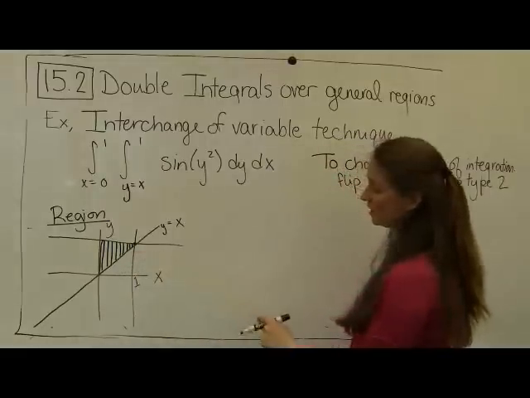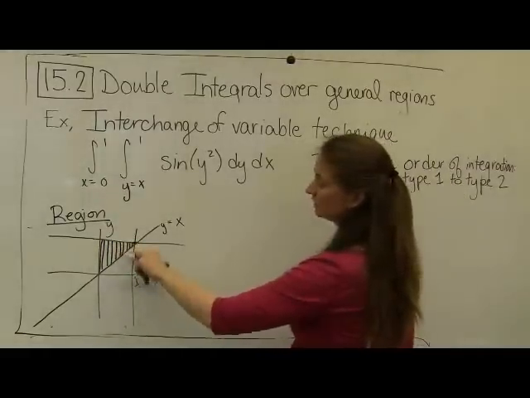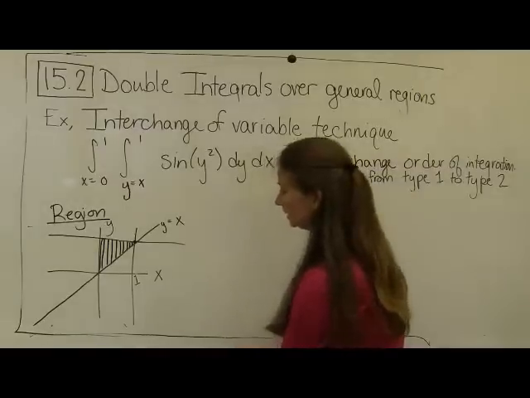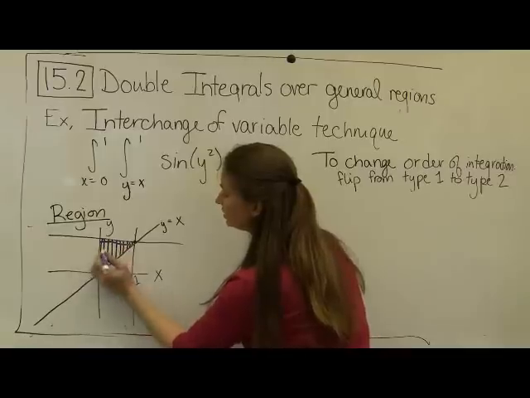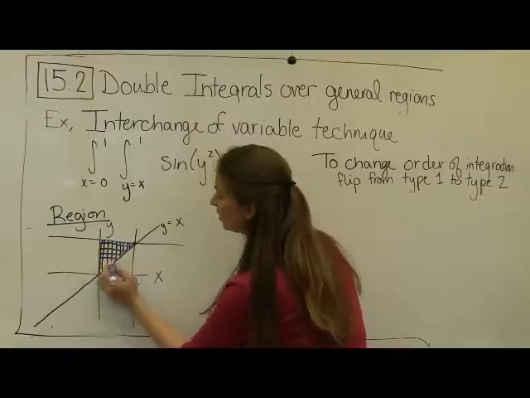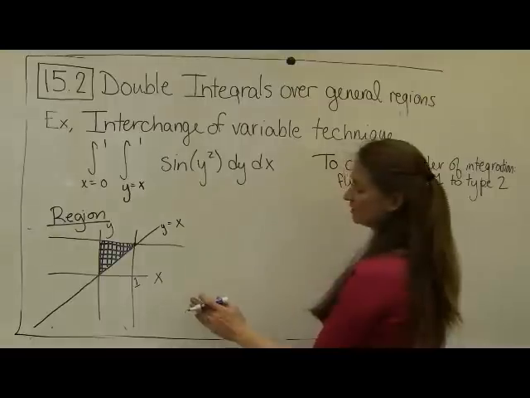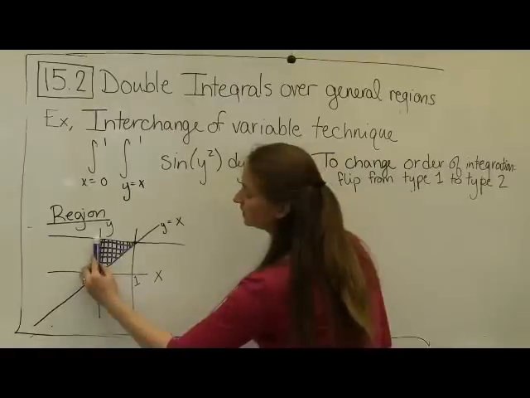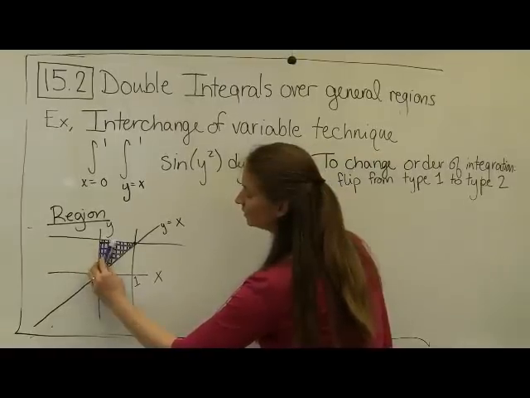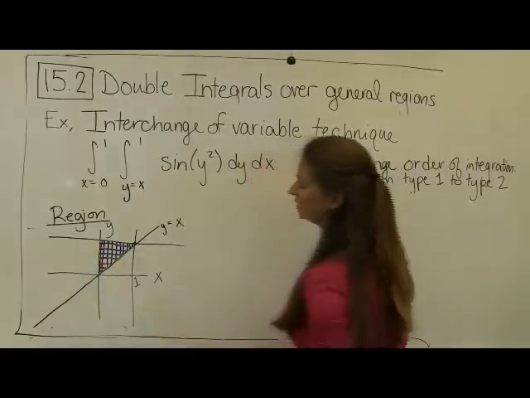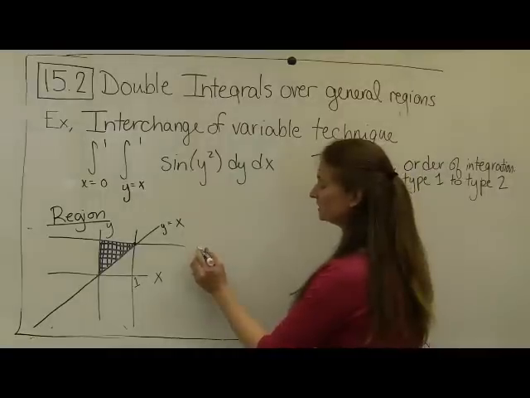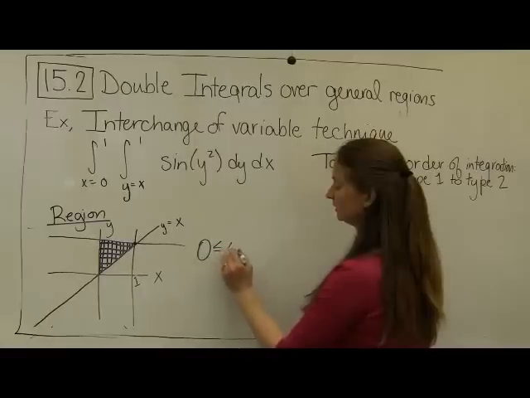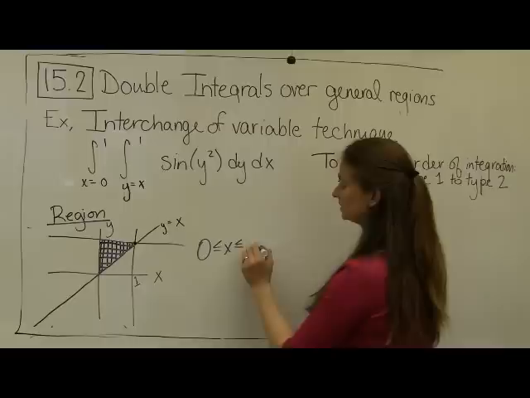So let's go ahead and describe this region. Instead of as a type 1 region, we're going to describe it as a type 2 region. And I'll do that in blue. So to describe it as a type 2 region in blue, I need to know what are the bounds on my x values as a function of y. I see my x's have a lower bound down here at x equals 0, and they can grow and grow until they hit the line x equals y. So in this case, the bounds on my x values are from x equals 0 until x equals y.